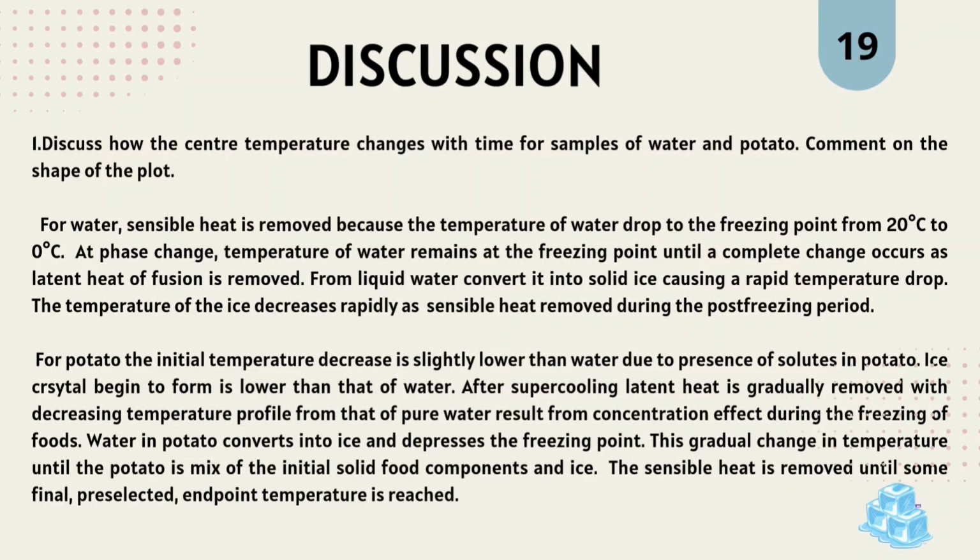For potato, the initial temperature decrease is slightly lower than water due to the presence of solutes in potato. The temperature at which ice crystals begin to form is lower than that of water. After supercooling, latent heat is gradually removed with a decreasing temperature profile, different from that of pure water, resulting from concentration effects during the freezing of foods. Water in potato converts into ice and depresses the freezing point. This gradual change in temperature continues until the potato is a mixture of the initial solid food component and ice. The sensible heat is removed until some final pre-selected endpoint temperature is reached.